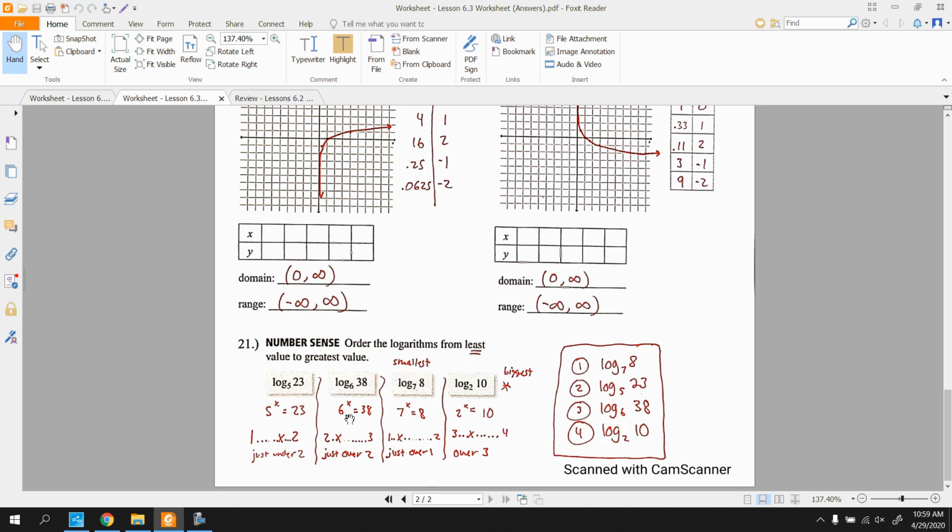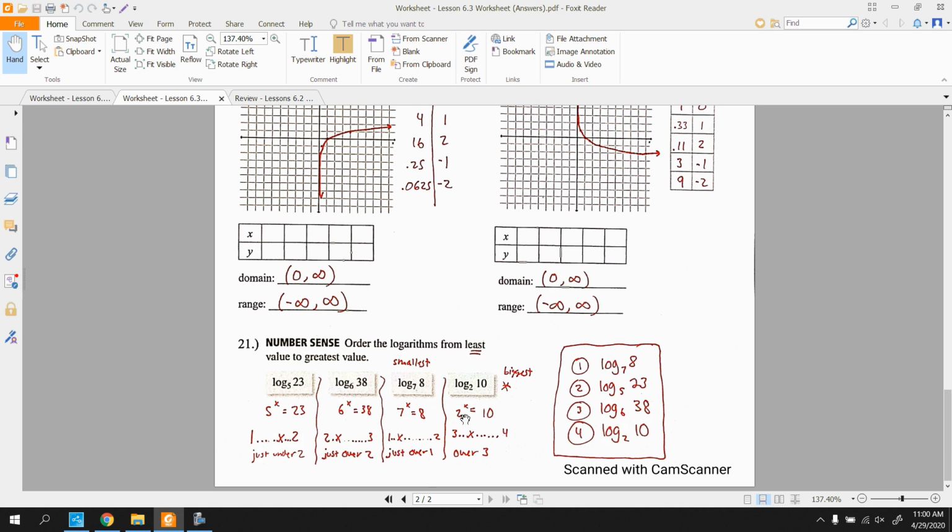So that was my process on these. I never actually calculated what these exact values were. I know this one's going to be a little bit over 2 because 6 squared is 36, and we're a little bit bigger than 36. So I know this one has a bigger value than this one. 7 to a little bit over 1, but it's not even close to 2 because 7 to the second power is 49, and we're only at 8, so it's just over 1. So this is definitely the smallest.